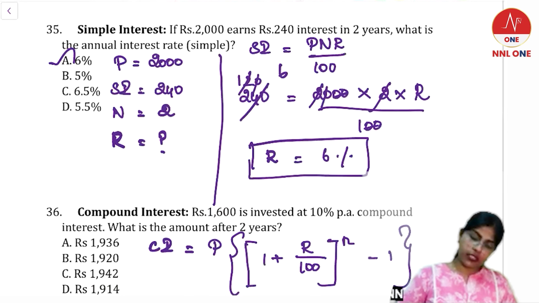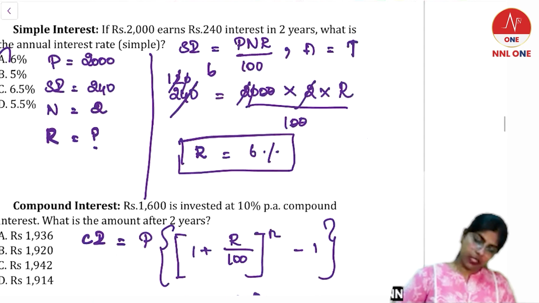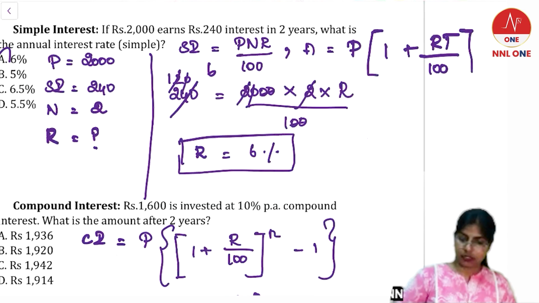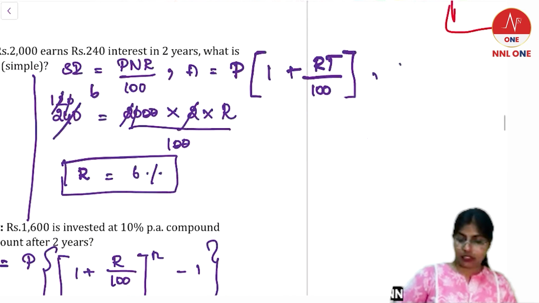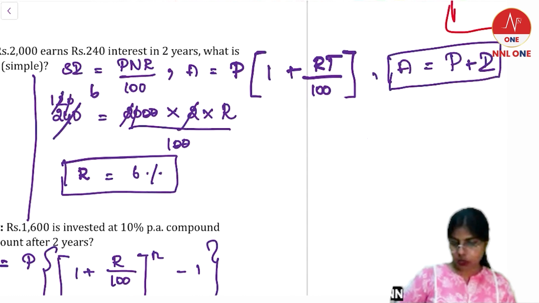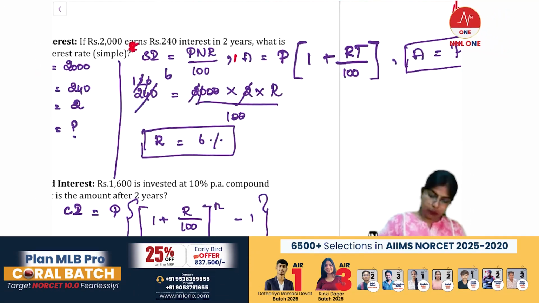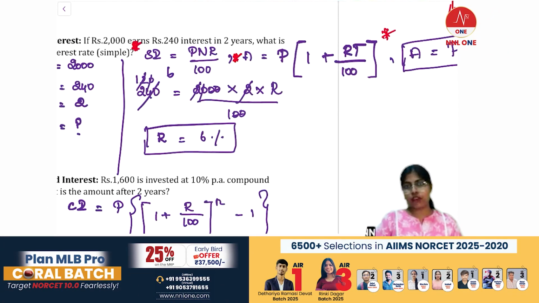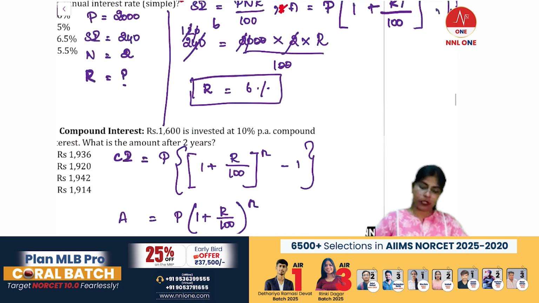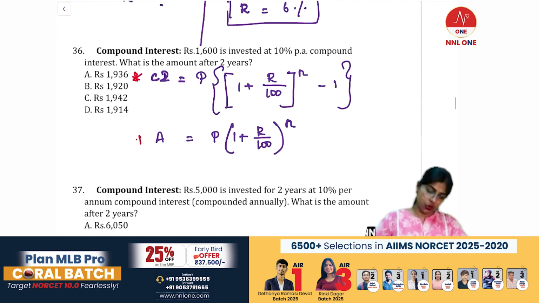So you know simple interest is equal to PNR by 100. What is the amount formula? It is P into 1 plus RT by 100. Amount is equal to principal plus interest. So the total amount is altogether principal plus interest. These are the important formulas you have to keep in mind while solving simple interest and compound interest. For simple interest, keep in mind these three formulas. For compound interest, keep in mind these two formulas.